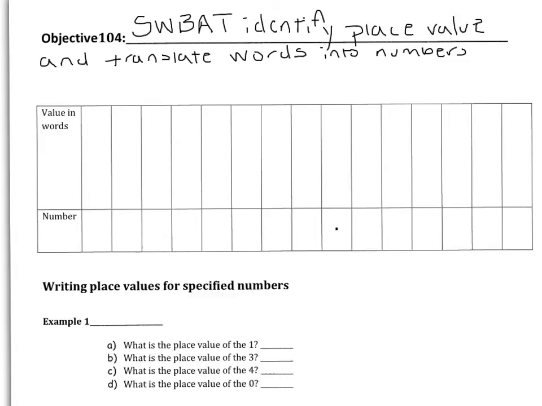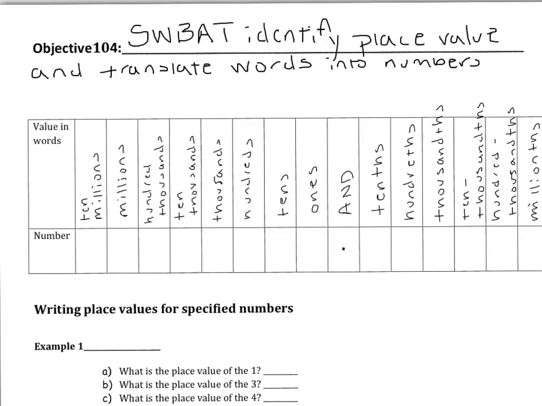So the first thing we want to do is identify all the different place values that exist in a number. I'm going to go ahead and pause the video and write them in, and then I want you to go ahead, pause the video, write in all the different place values. When you're ready, press play, and I'll explain through what these different place values are going to mean.